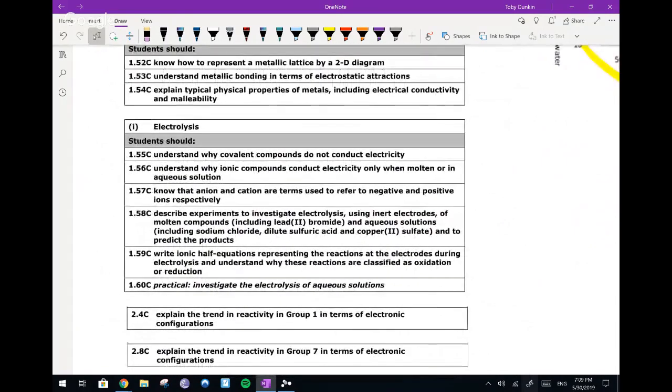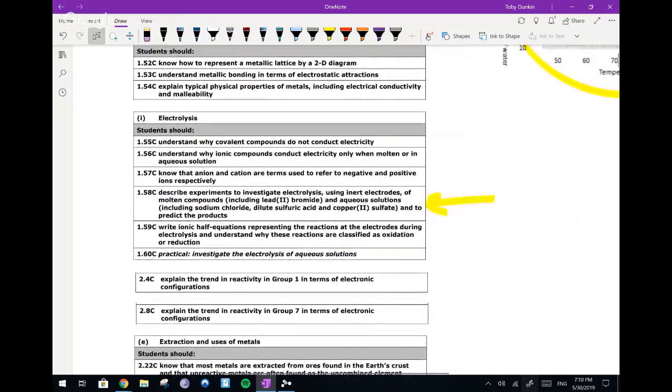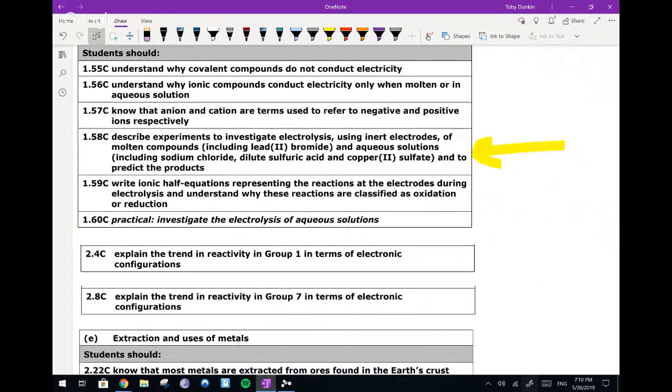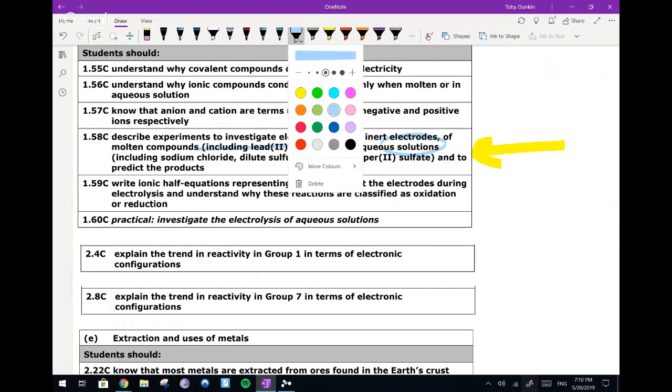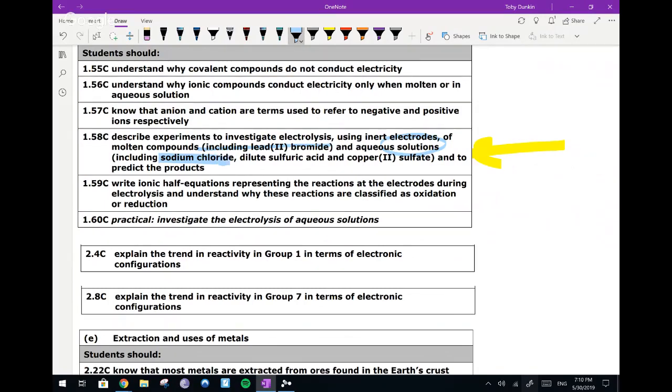Electrolysis is going to be there. Please note that they've given you specific examples there. I'm happy to discuss them further in school, but they're definitely going to ask you some electrolysis questions, and they're focusing specifically in your specification on lead bromide, solutions of sodium chloride, dilute sulfuric acid, and copper sulfate.